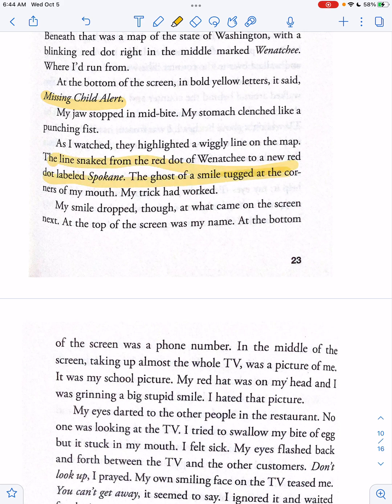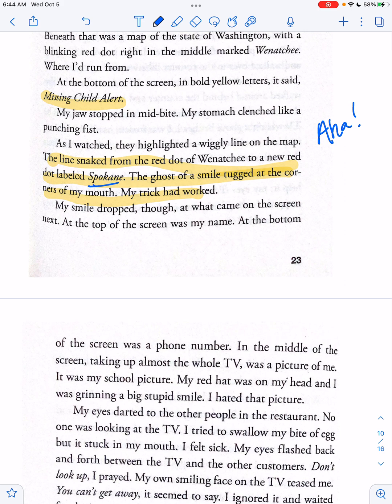Okay, so I'm going to highlight this. And this is going to be an aha moment for Mark. So this missing child alert on the news station is about him, and he's realizing that his trick to the police had worked, because now they think that he is in Spokane.